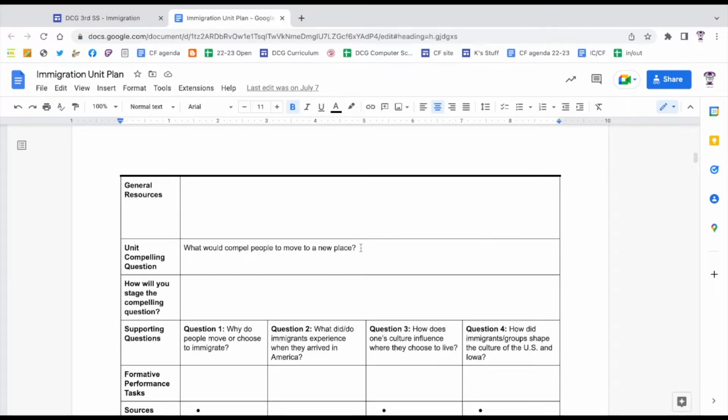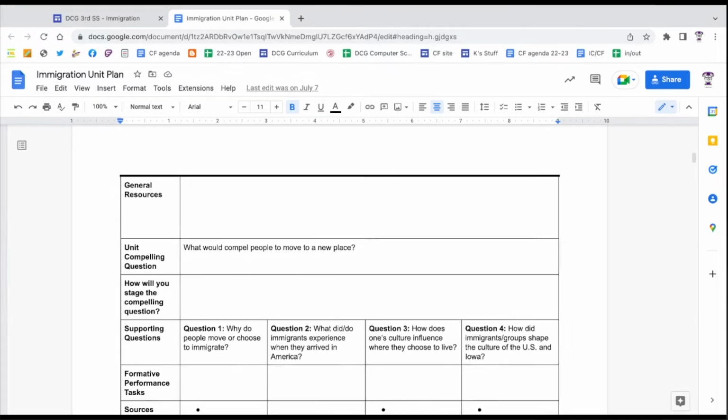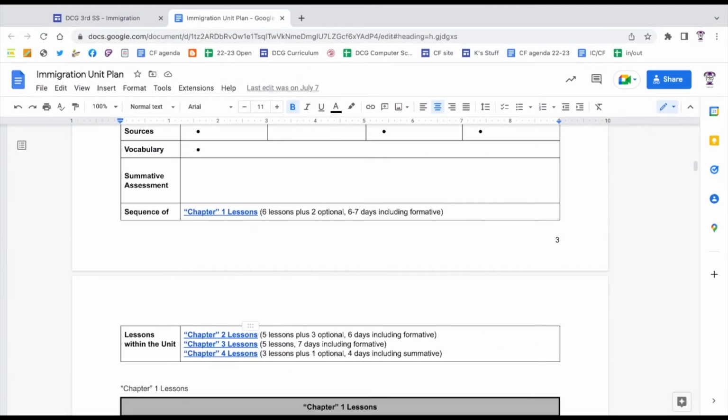So we can see our compelling question, and then we're supporting it with 4 supporting questions. Why do people move or choose to immigrate? What did or do immigrants experience when they arrived in America? How does one's culture influence where they choose to live? And how did immigrants and groups shape the culture of the U.S. and Iowa? As you can see, we have 4 chapters, each one coordinating with a supporting question.